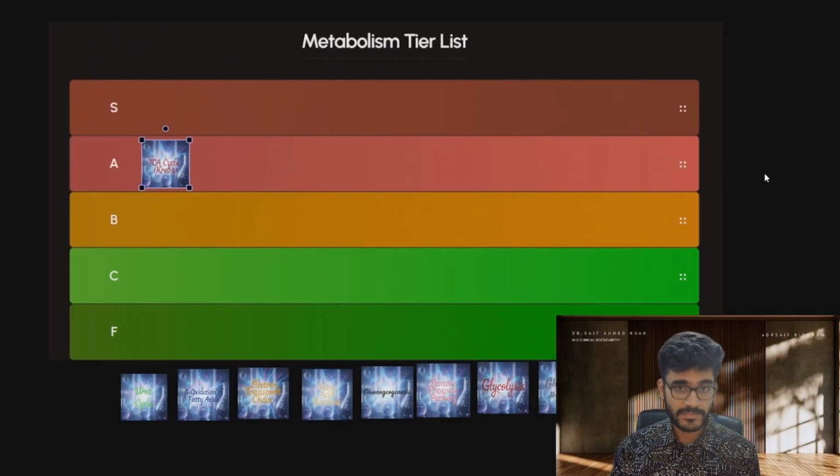I won't give it the S tier yet because I have a feeling that some of these can go into that S tier more easily. But it's very high ranking in our list. That is the A tier.